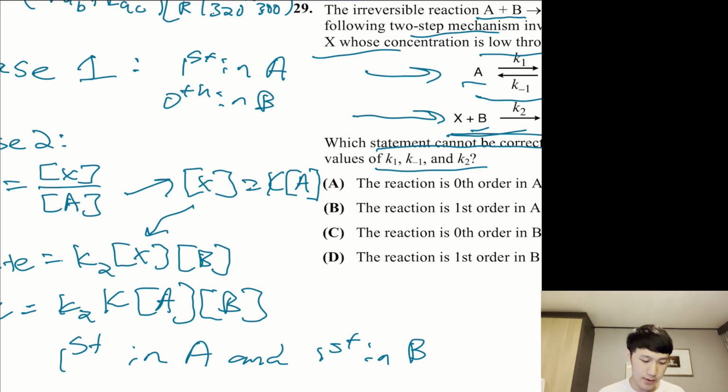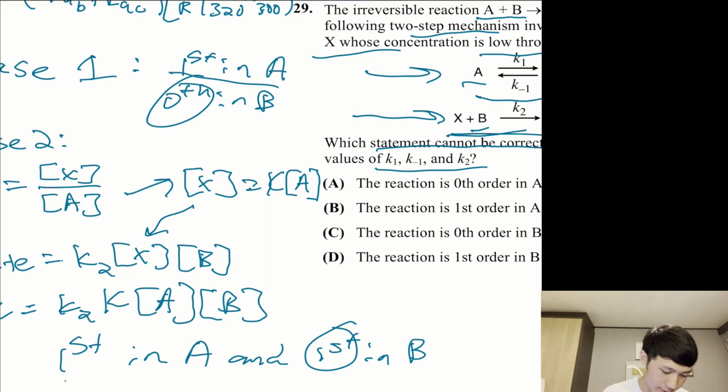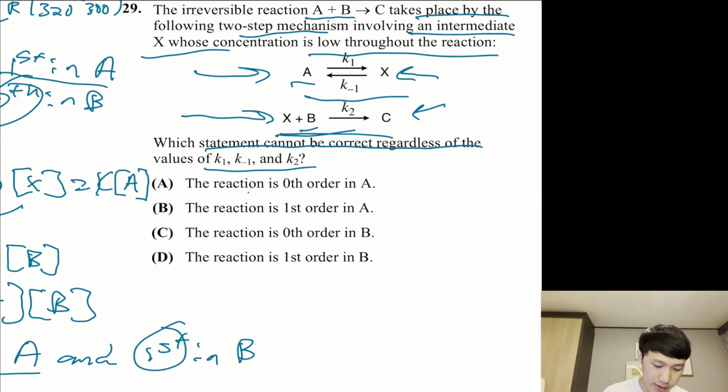So what we can tell is the reaction order in B can either be first or 0th, but the reaction order in A is always first. It's first here and first here. So therefore the reaction can never be 0th in A, so this is correct.